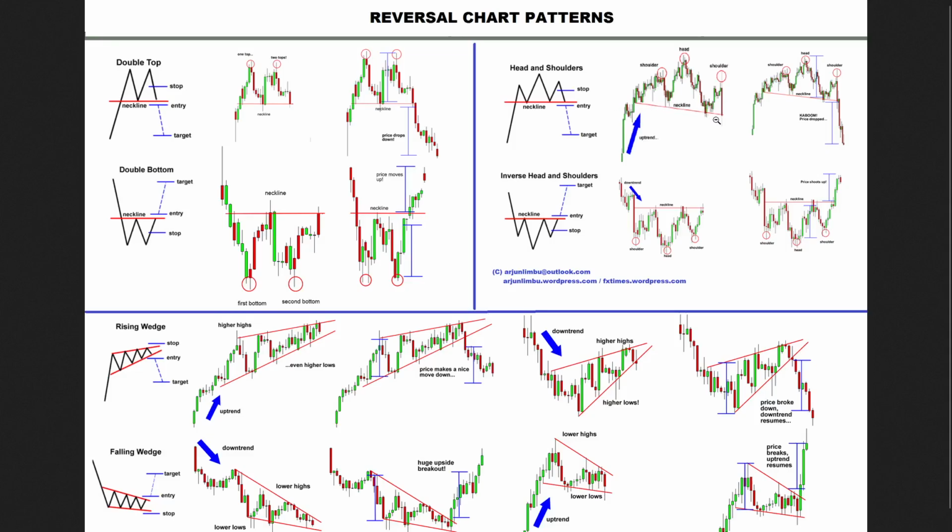Then you wait for that neckline here, and if you break it, this is what happens. The same thing with the reverse of this, the inverse head and shoulders, like we had on the crude oil. Then you get this, and obviously if it breaks that neckline, we just pop right on up here.